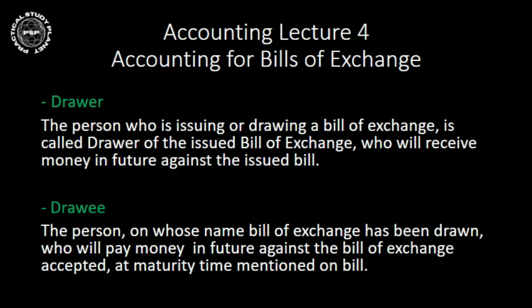Drawer. The person who is issuing or drawing a bill of exchange is called the drawer of the issued bill of exchange, who will receive money in future against the issued bill. Drawee. The person in whose name the bill of exchange has been drawn, who will pay money in future against the bill of exchange accepted, at the maturity time mentioned on the bill.